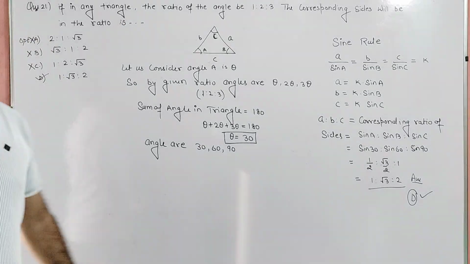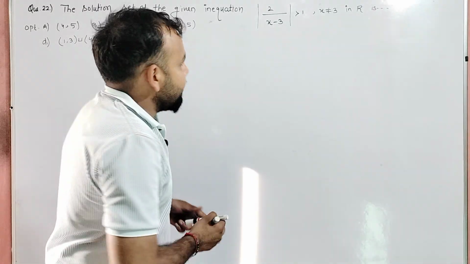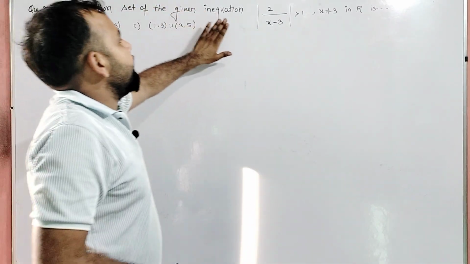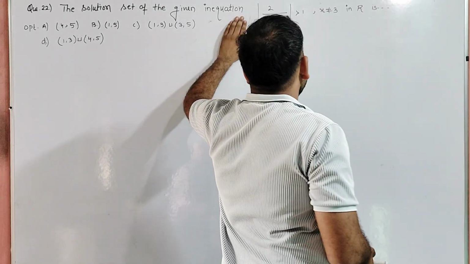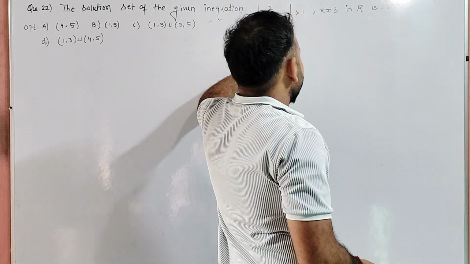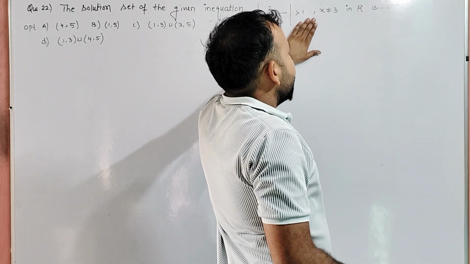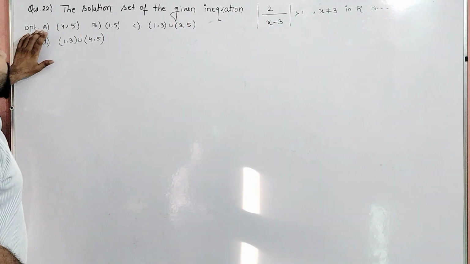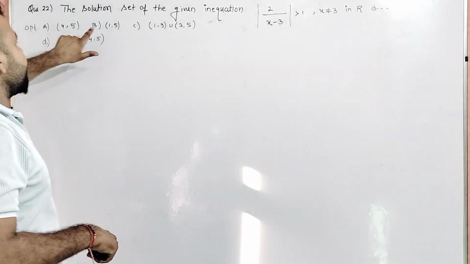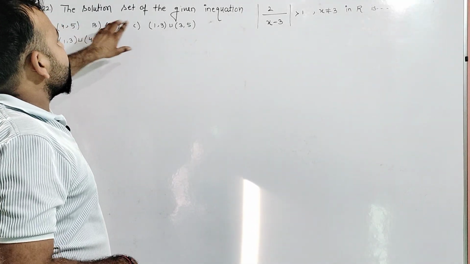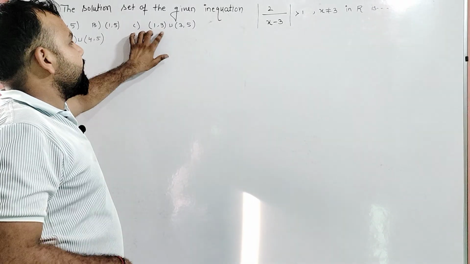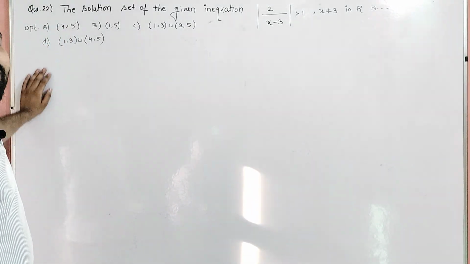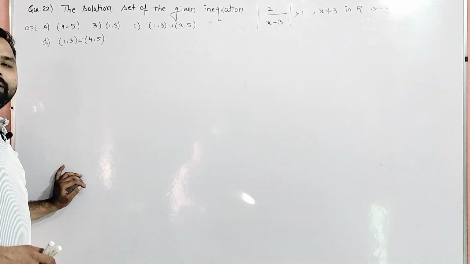Okay student. So student, our next question is question number 22. The solution set of the given inequation, or we can say inequality, mod 2 upon x minus 3 greater than 1, where x is not equal to 3 in R, is, there are some options. Option A is open interval 4, 5, B open interval 1, 5, C open interval 1, 3 union open interval 3, 5, option D open interval 1, 3 union open interval 4, 5.